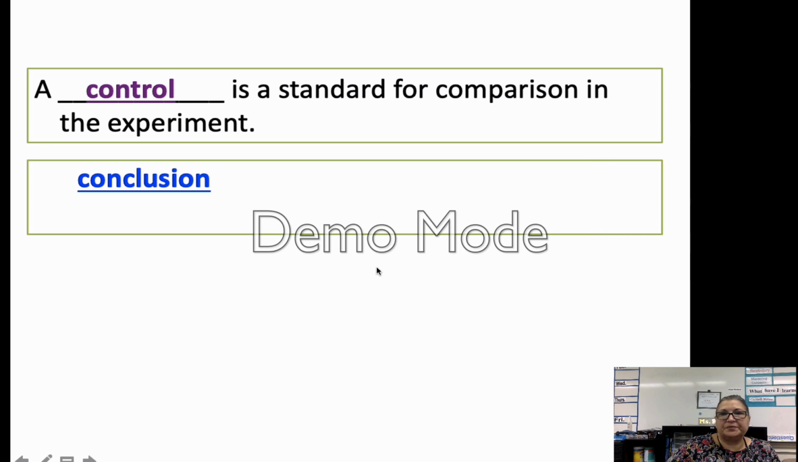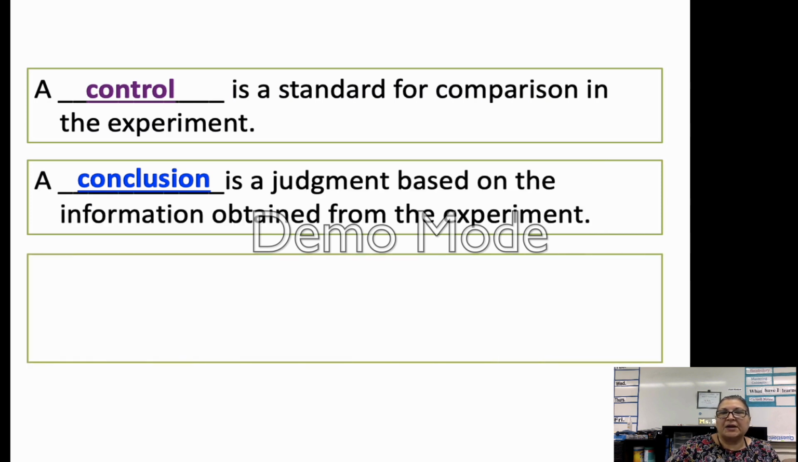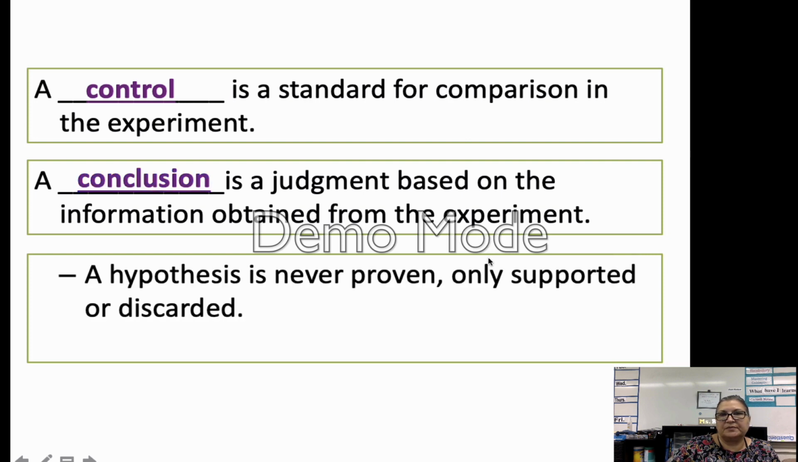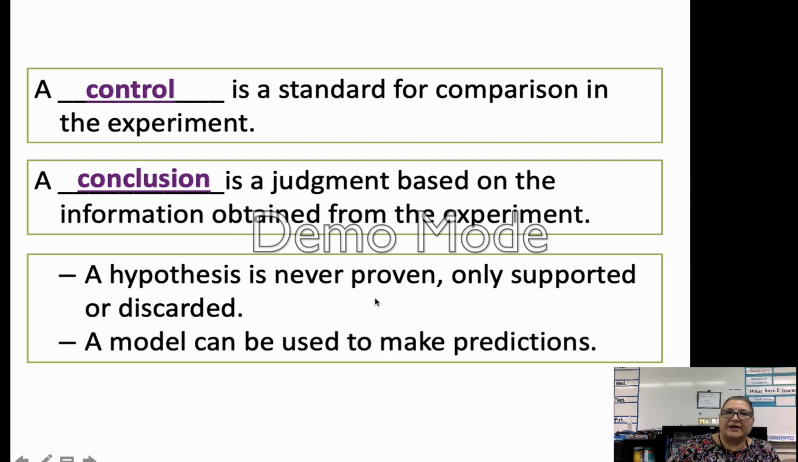Control: in an experiment, the standard that is used for comparison. Usually the standard is constant and something that's reliable. You always compare to your reference point. Conclusion: a judgment based on the information obtained. So a hypothesis is never proven, only supported by evidence.